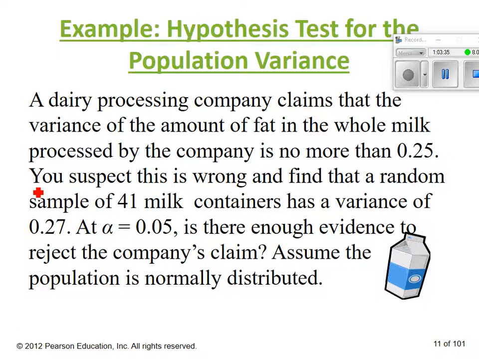A dairy processing company claims that the variance of the amount of fat in whole milk processed by the company is no more than 0.25. You suspect this is wrong and find that a random sample of 41 milk containers has a variance of 0.27. At a level of significance of 5%, is there enough evidence to reject the company's claim? Assume that this is normally distributed.